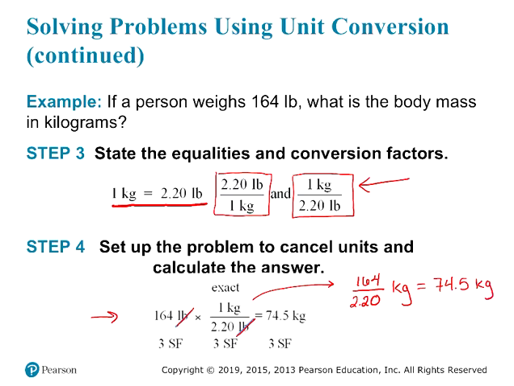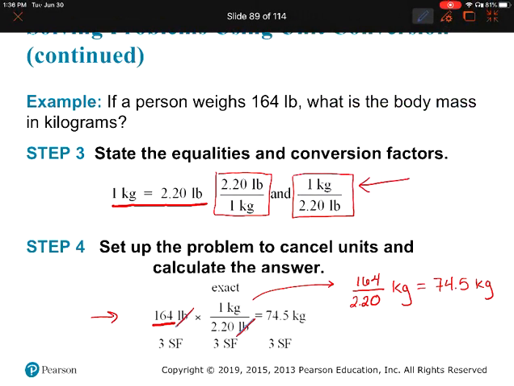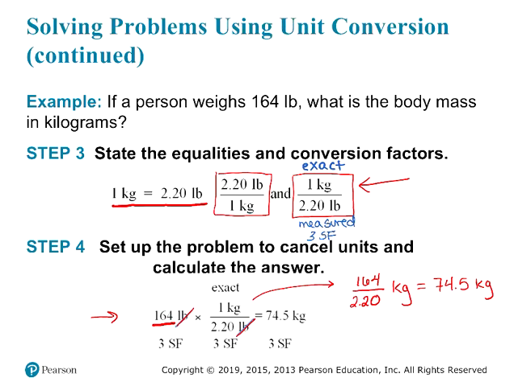Now the other thing we want to take into account are sig figs. So the given value, 164, has 3 sig figs. And then if we look at our conversion factor up above, 1 kilogram is an exact amount, but 2.20 pounds is measured. And it has 3 sig figs. So remember that when we're multiplying two values or dividing two values, we want our answer to reflect the least number of sig figs. Now, luckily for us, in this problem, both of our measured values have 3 sig figs. So our final answer should also have 3 sig figs.